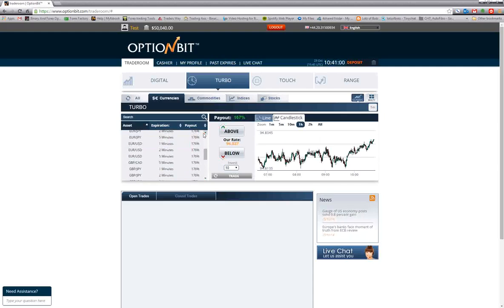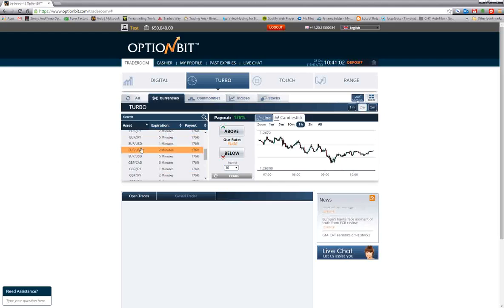Let me take a look at one of the big ones. Here's Euro USD. And let me bring up Euro USD on my MT4. 496, 495. Currently 496, 496, 497.